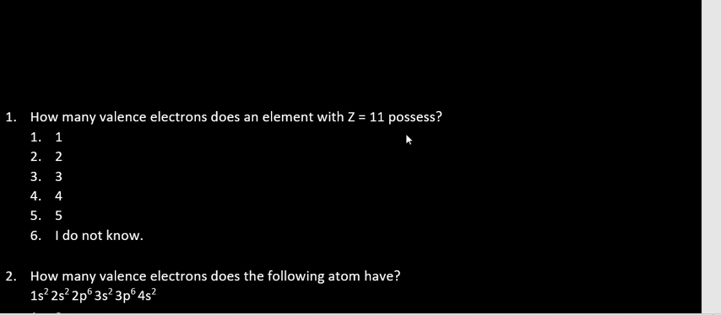So the first question is saying, how many valence electrons does an atom with 11 electrons have? So we know that the first shell, which is the 1s, the first shell, which is 1, and then the s is the orbital. So the first shell normally has 2 electrons. So the first shell will have 2 electrons.